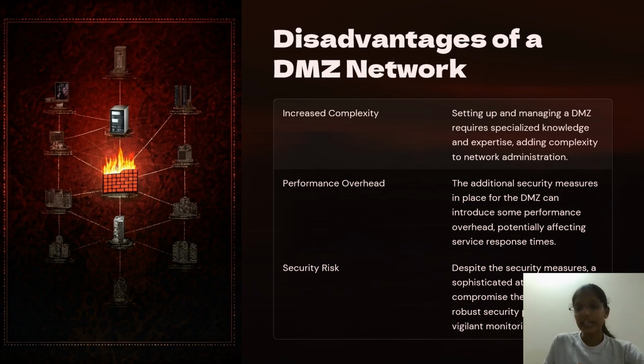Increased complexity: setting up and managing a DMZ requires specialized knowledge and expertise, adding complexity for network administrators. Then I have performance overhead. The additional security measures in place for the DMZ can introduce some performance overhead, potentially affecting service response times. Then I have security risk. There is a security risk here. Despite the sophisticated security measures, a compromise is still possible, so robust security must also be in place here.